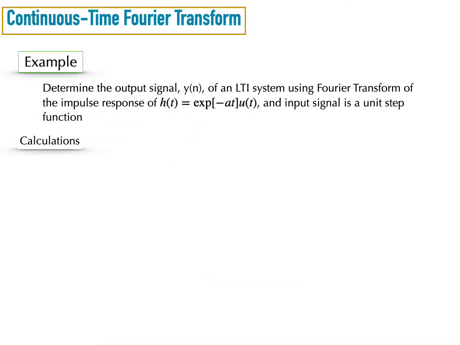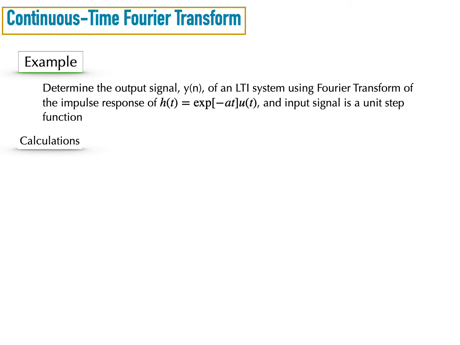Okay, so in this example, determine the output signal y(t) of an LTI system using the Fourier transform. The impulse response is h(t) = e^(-αt) u(t). This is the one-sided exponential function, which in this case is the impulse response of an LTI system, and the input signal is the unit step function.